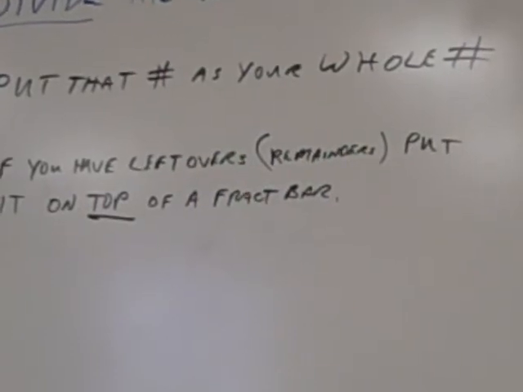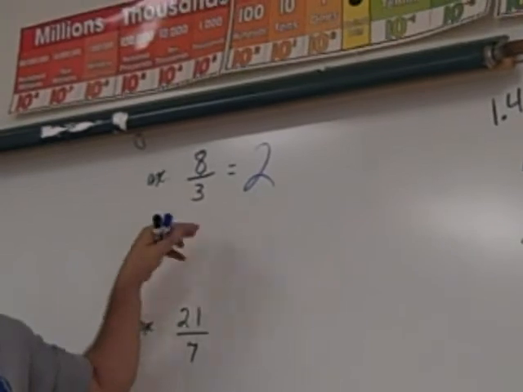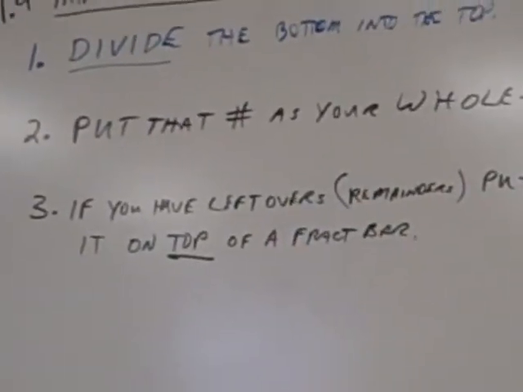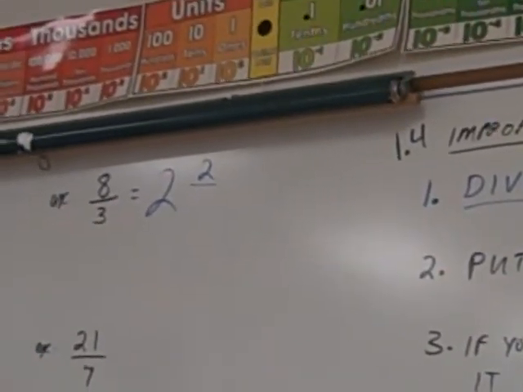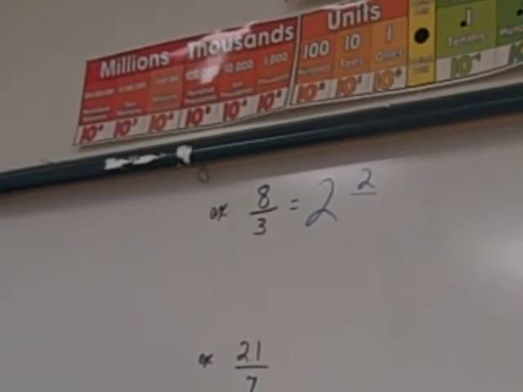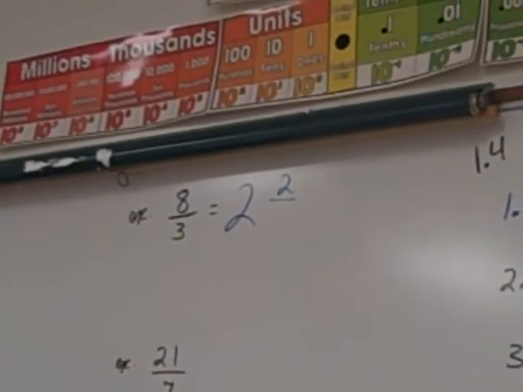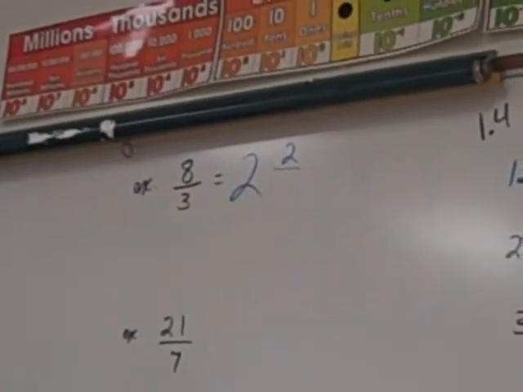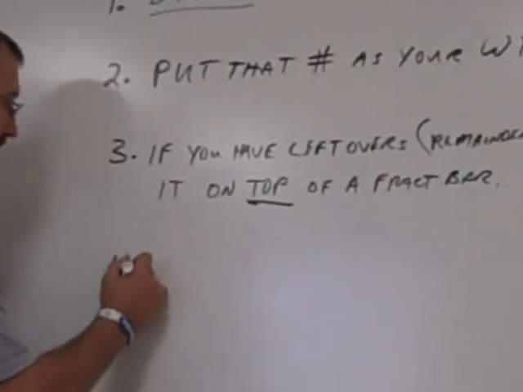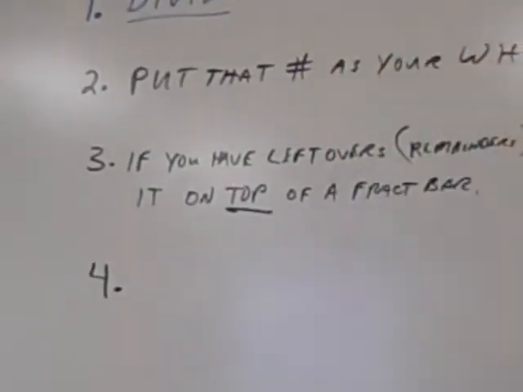Okay. So, how many did y'all say we had left over on this one? 2. And where are we going to put the 2? On top of the fraction bar. We almost have a mixed number, don't we? What's missing? The bottom, the denominator. Where do you think we're going to get it? The original! Bam!